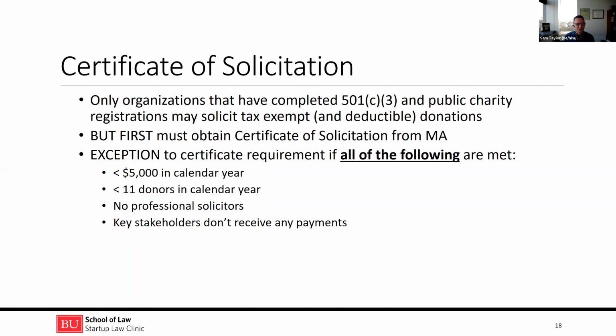But before you actually do solicit donations from residents of Massachusetts, or residents of any state for that matter, you first need to comply with the relevant laws of that state that governs solicitation. So in Massachusetts specifically, if you want to solicit donations from residents in Massachusetts, you first need to obtain a certificate of solicitation from Massachusetts.